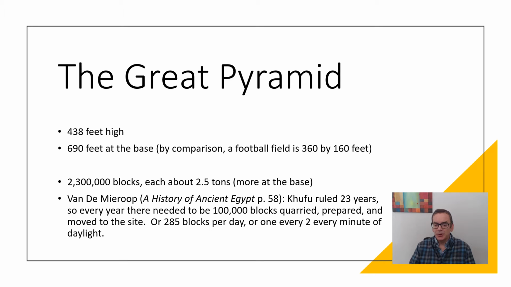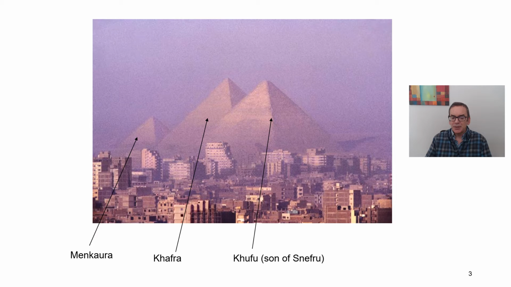This is Khufu's pyramid. He ruled for 23 years. Every year they had to take out 100,000 blocks, if that's how it was done, if it was done every single year, starting when he started. This comes down to 280 blocks a day, or one every 2 minutes in the daylight. So this is a really good way to think about the size of this pyramid and the amount of human effort that it took to build something like this.